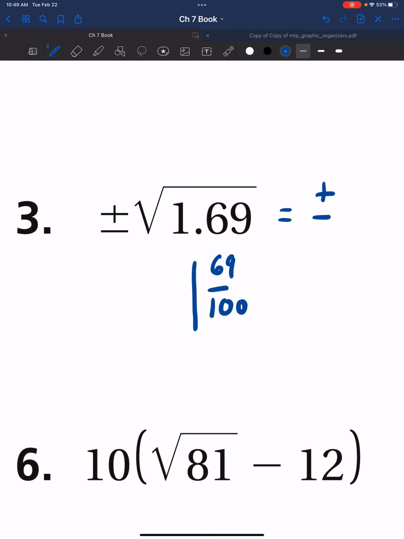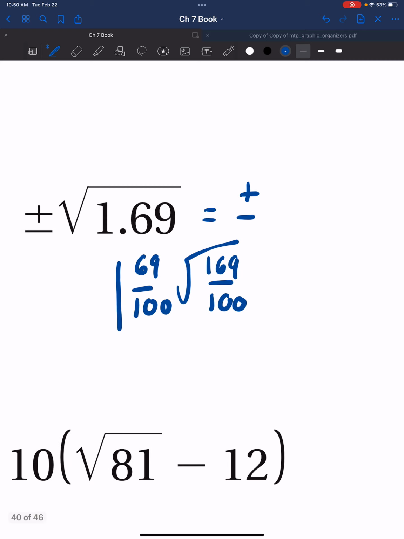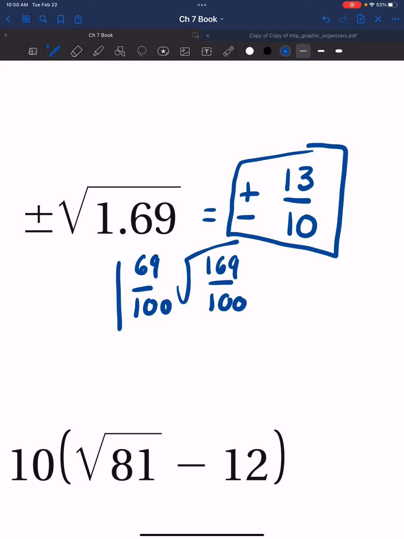And now I need to make this into an improper fraction. What's 1 times 100? 100. What's 100 plus 69? 169 over 100. Now, the square root of 169 over 100. The square root of 169 is 13? Yes. That's my new numerator then. And what's the square root of 100? 10 times 10 is 100. So the answer is plus or minus 13 tenths. You can leave it as 13 tenths.